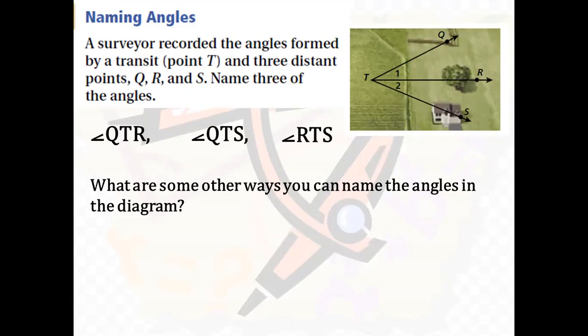Now let's see what are some other ways in which we can name these angles. You can even name the angle as STR. So instead of RTS, you can name it the reverse way, STR. And then you can also name it as RTQ. Here we named it QTR already, so RTQ is the reverse. Okay, then we can also name it as STQ. Here we named QTS, so the reverse is STQ. Also, we can name it as angle 1 and we can name it as angle 2. So depending on the numbers or letters they have given, we can name the angle.